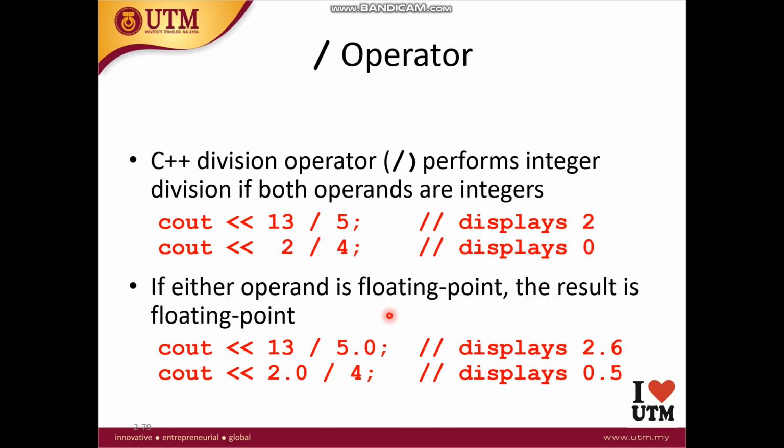But if one of the operands is floating point, a double or something like that, the result is going to be shown as a normal division. For example, 13 divided by 5.0, so it shows the result as floating point, 2.6. 2.0 divided by 4, that means 0.5. So when both operands are integers, the result is going to be shown as an integer, while if one of the operands is floating point, the result is going to be shown as floating point.